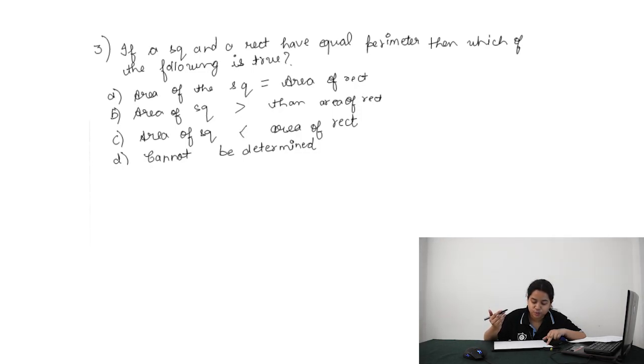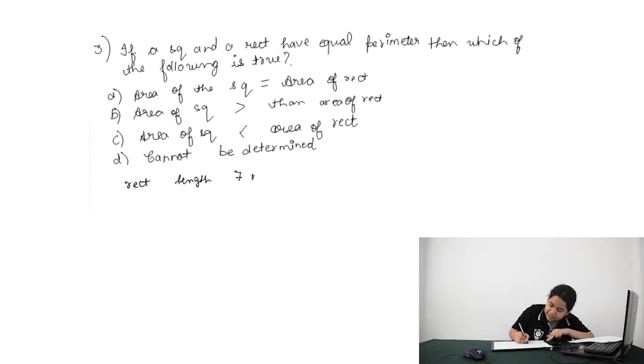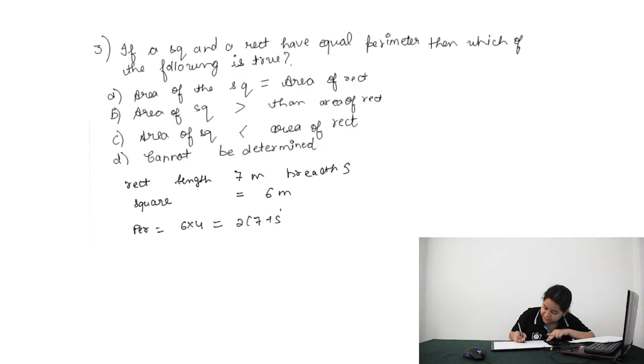The next problem is, if a square and a rectangle have equal perimeter, then which of the following is true? Area of the square is equal to area of the rectangle, area of the square is greater than the rectangle, area of the square is less than the rectangle, and the fourth one is it cannot be determined. So now let's calculate it fast. The rectangle length we can take is 7 meters and breadth we can take is 5 meters. Square, we can take the side as 6 meters. The perimeter would be 6 into 4 for square and 2 into 7 plus 5, which is 2 into L plus B for the rectangle. So now you see that both the perimeters are equal, 24 and 24.